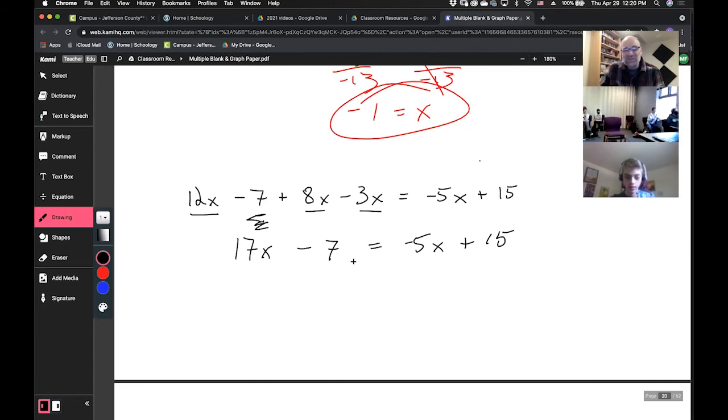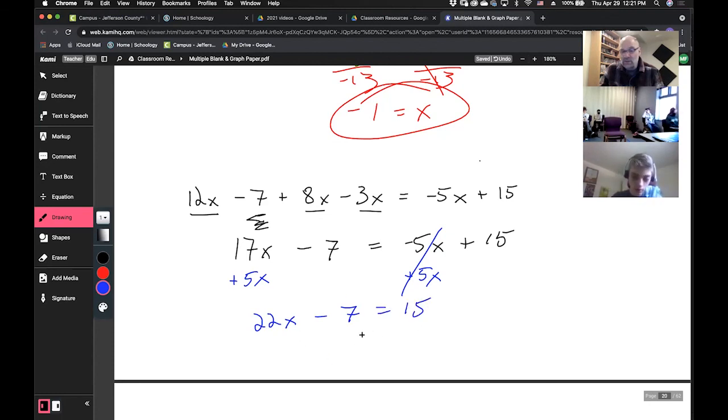Okay, now the left side is completely simplified as much as we can. The right side is simplified as much as we can. Now we do lesson 95, which is get rid of the smaller variable term. Which one's smaller, 17x or negative 5x? Negative 5x. So to get rid of a term, you're either going to add or subtract it. You think adding negative 5x or subtracting negative 5x will get rid of negative 5x? Add it. So we're going to add 5x. Whatever you do to this side, do to the other. I'm going to write it right under here because I know I'm going to add it to the 17x. All right. And so that ends up being 22x minus 7 equals 15.